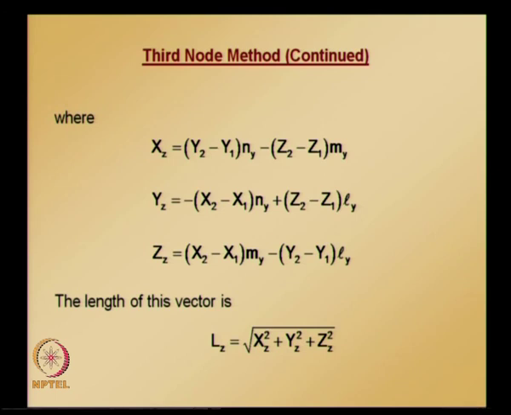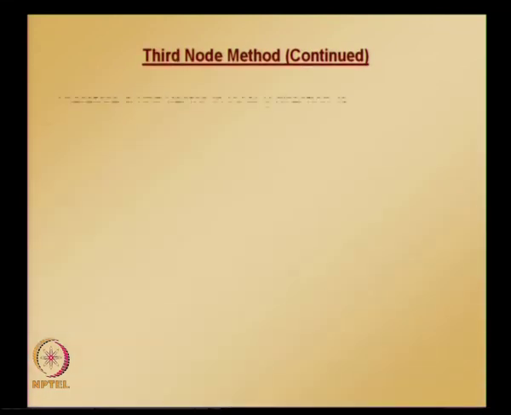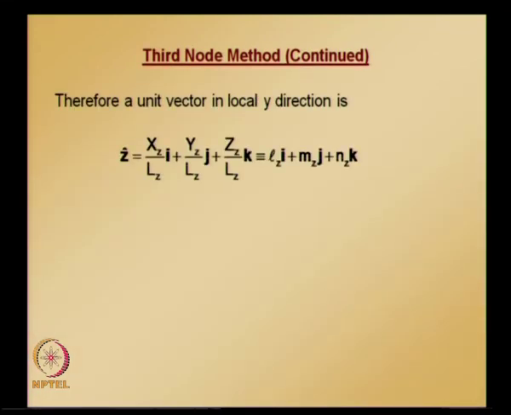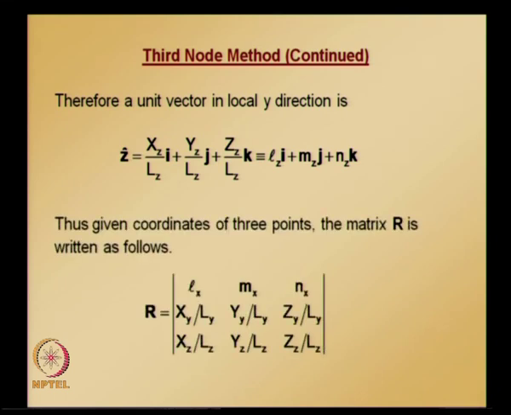When we normalize this vector which is along the local z axis with its length, we are going to get the unit vector, in the local, there is a typing mistake there, it should be in the local z direction. The unit vector in the local z direction is given by this. So, we obtained unit vectors along the local x axis, local y axis and local z axis. So, now we have all the information to get the rotation matrix.